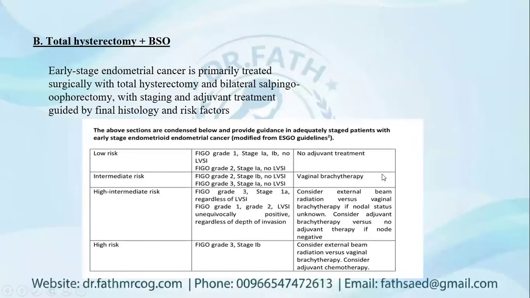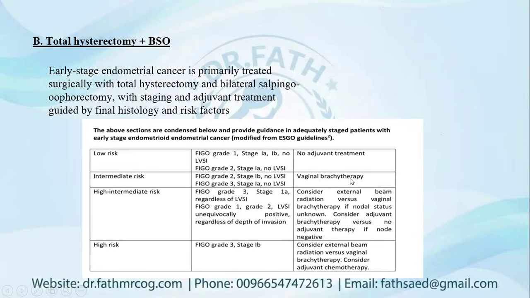If you have low risk, the patient FIGO grade 1 or stage 1B and no lymphovascular space invasion, or if you have FIGO grade 2 stage 1A and no lymphovascular space invasion, this is the patient who will be low risk. Please take this one and put it in your group. No adjuvant treatment here. So it will be only hysterectomy and bilateral salpingo-oophorectomy. If the patient is intermediate risk, we need to add the vaginal brachytherapy.